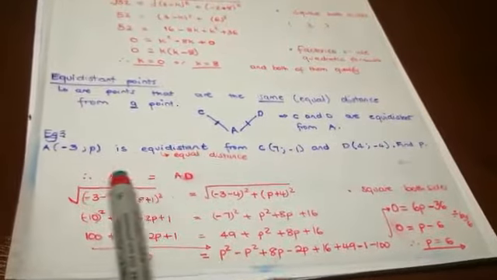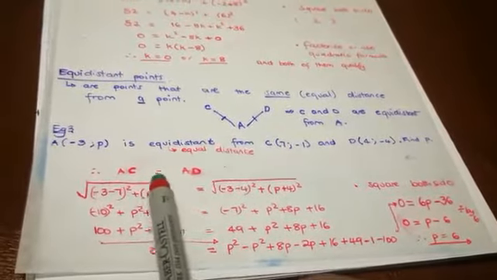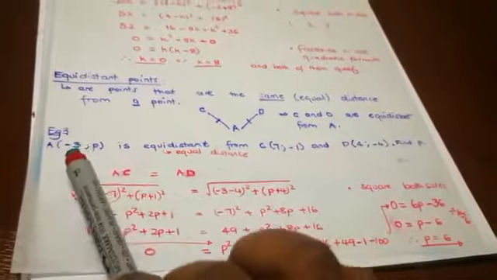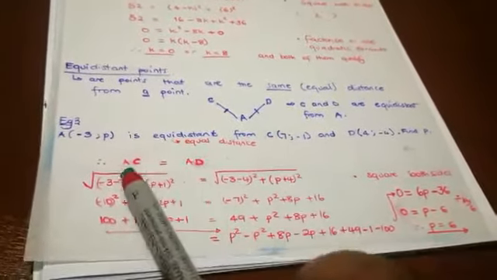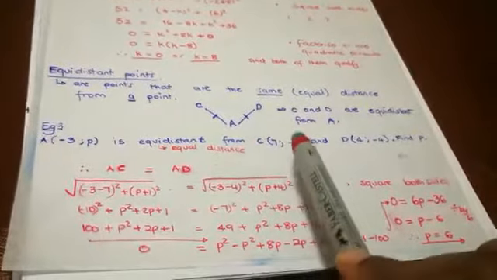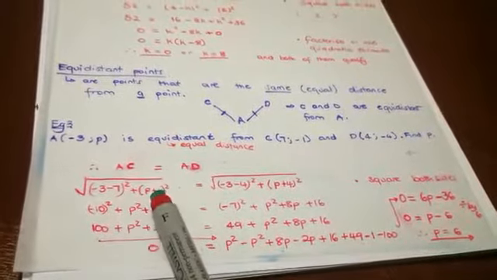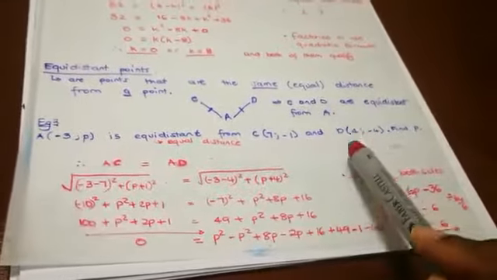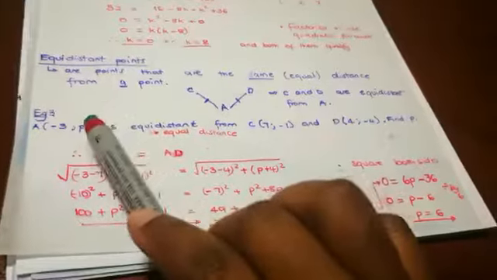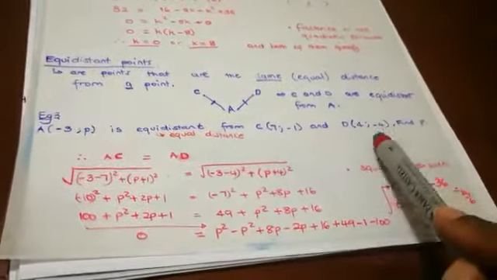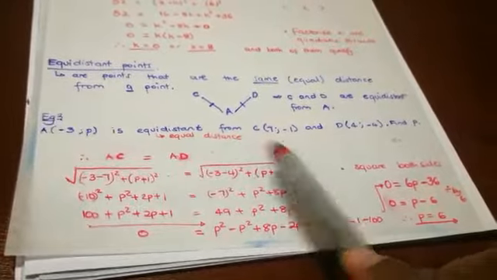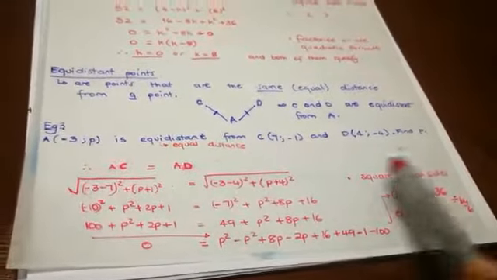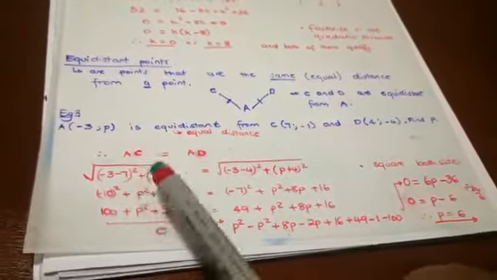So again, you calculate the distance of AC like you'd normally do: -3 minus 7 squared plus P minus -1. That is why it is plus 1 here. And then you do AD: -3 minus 4, squared, plus P minus -4, squared. And then because we've got the square root, we take the square root on both sides to remove the root sign.